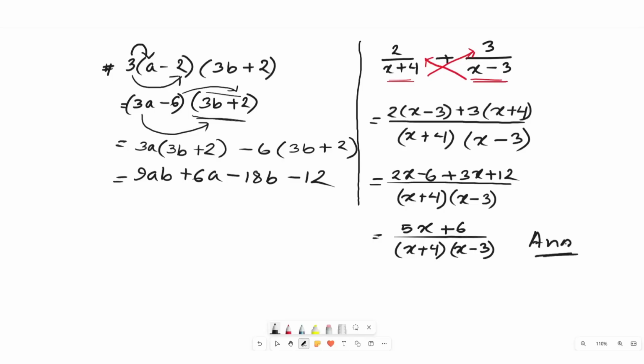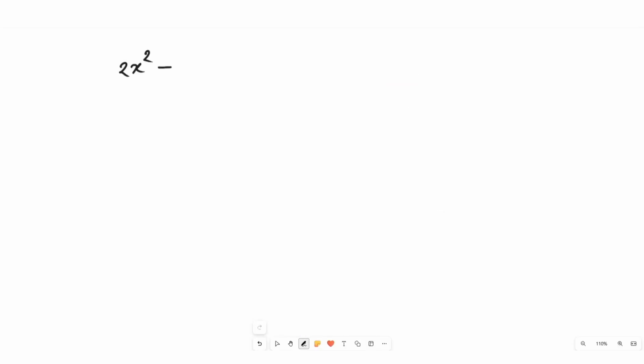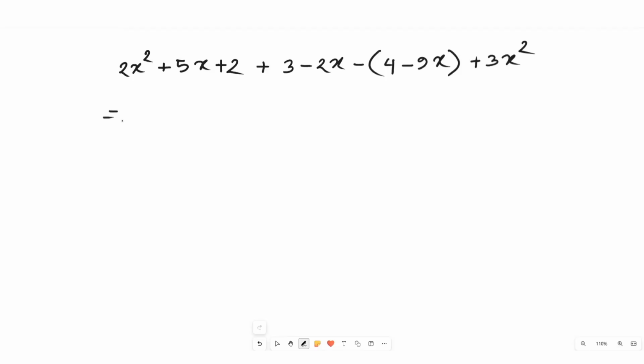Now let's solve our last problem from expressions, and that is 2x squared plus 5x plus 2 plus 3 minus 2x minus the quantity 4 minus 9x plus 3x squared. Now to solve this, we have to first solve the parentheses. Then we can solve the entire expression very easily. Now let's write 2x squared plus 5x plus 2 plus 3 minus 2x. Now watch this very carefully.